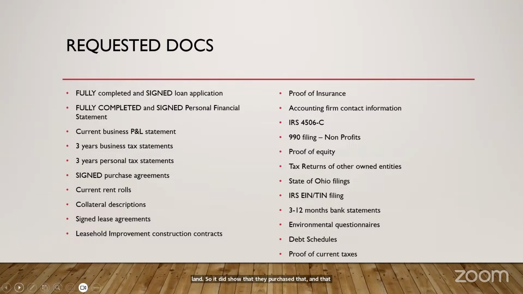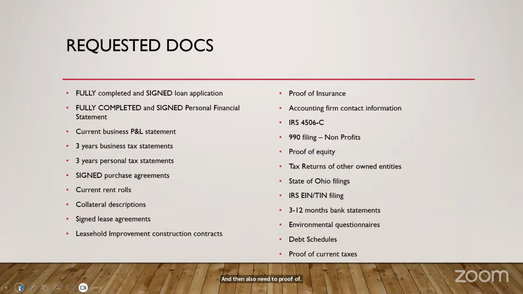They may need to provide tax returns of other owned entities, State of Ohio filings, IRS EIN and TIN filing, 3 to 12 months of bank statements, and that could be for both the business and personal. Environmental questionnaires, debt schedules, which would be for your business and other businesses that you do own if you own 20% or more of that business. And then also if needed, proof of current taxes is also necessary.